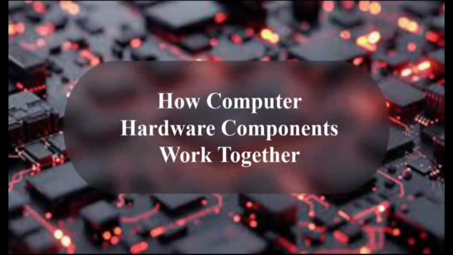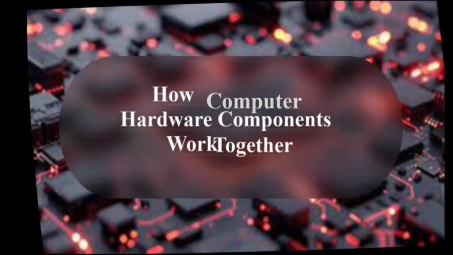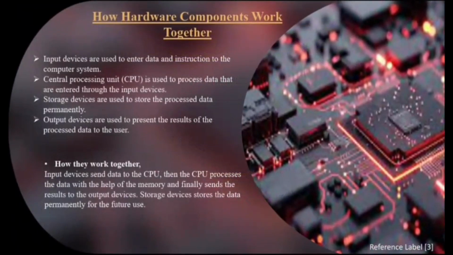Next, we will discuss how computer hardware components work together. Hardware components in a computer system work together to process information efficiently. First, input devices are used to enter data and instructions into the computer. For example, the keyboard and mouse allow users to give commands to the system. Next, the central processing unit, or the CPU, processes the data received from the input device. It performs calculations, makes decisions, and controls all activities of the computer.